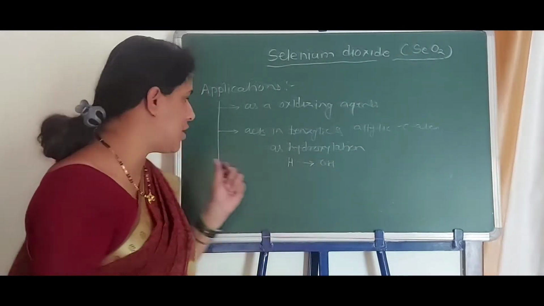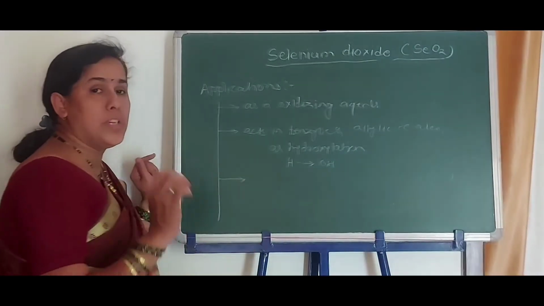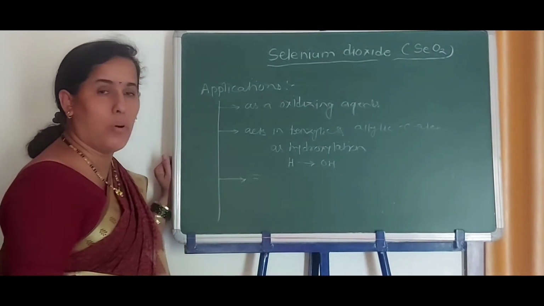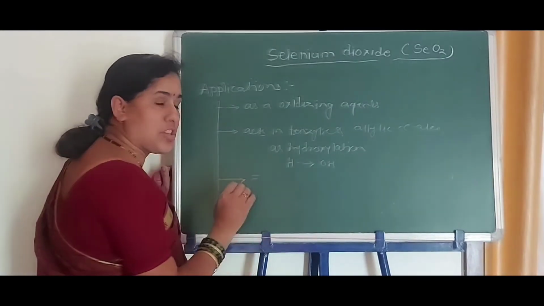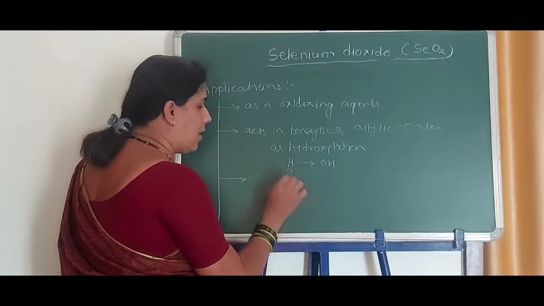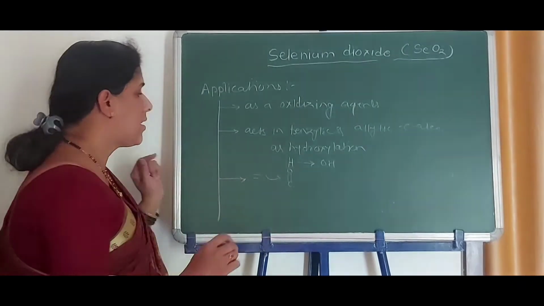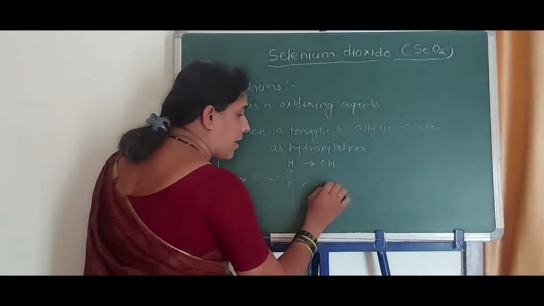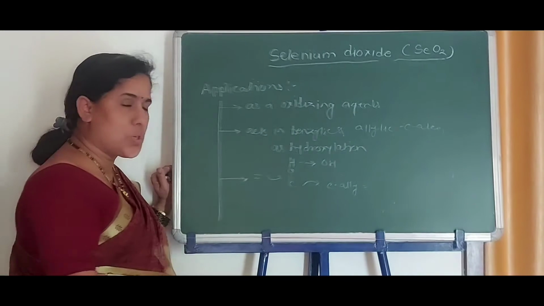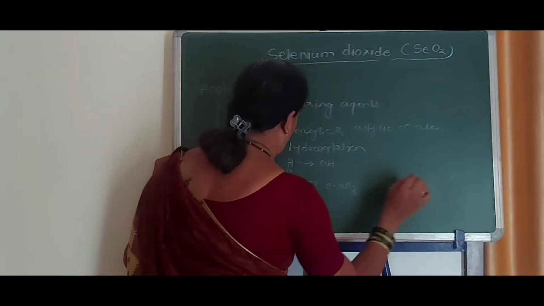Third one is when a double bond or a ketonic group is present in the structure. The carbon atom adjacent to it is called the allylic carbon atom, and when that carbon atom is a CH2, that CH2 can be converted into a CO group.